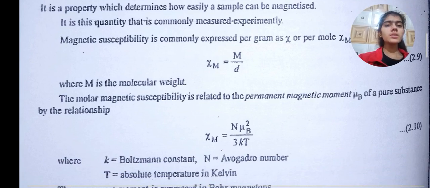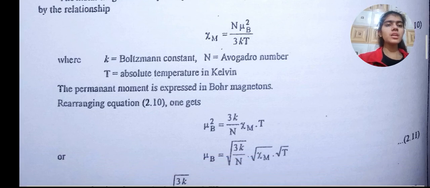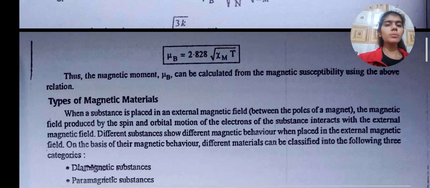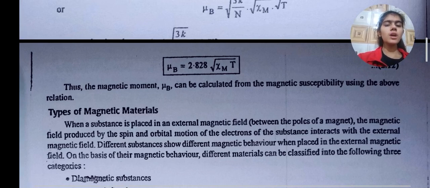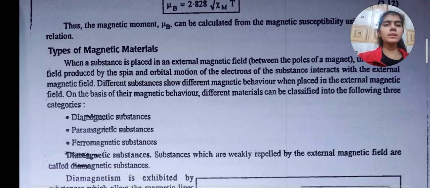The molar magnetic susceptibility is related to the permanent magnetic moment of a pure substance. The permanent moment is expressed in Bohr magnetons. Thus, the magnetic moment, denoted by mu B, can be calculated from the magnetic susceptibility using the above relation. Types of magnetic materials.